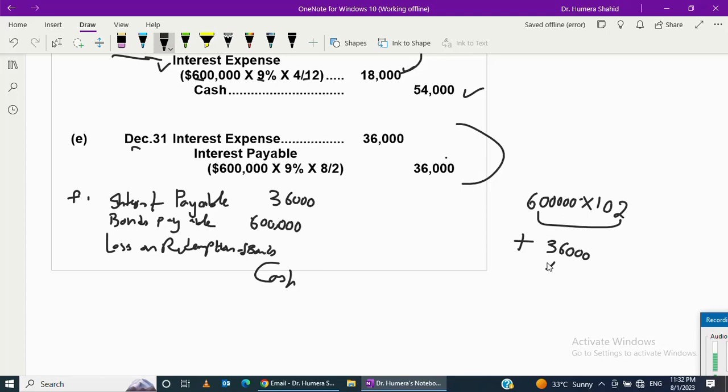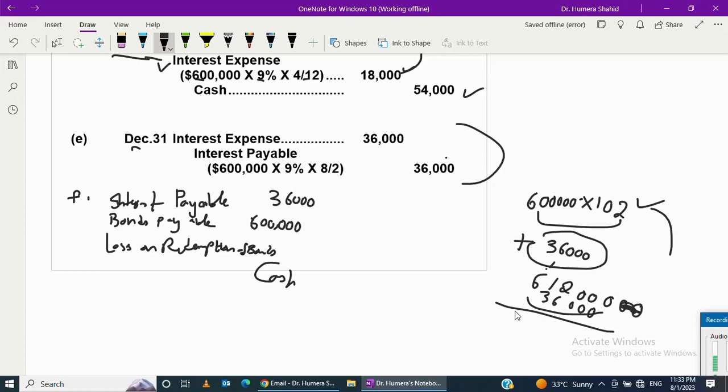Okay, so when you do this, let's quickly do these 5 zeros. 612,000 you will pay for the bonds, plus this 36,000. So together this is the money which you will be paying. So that will be 648,000 cash. I'll be writing this cash over here, 648,000. Okay, and you have a loss of how much? 12,000. Why 12,000 loss? Because you are paying for the bond 612,000, but the carrying value of the bond was only 600,000.